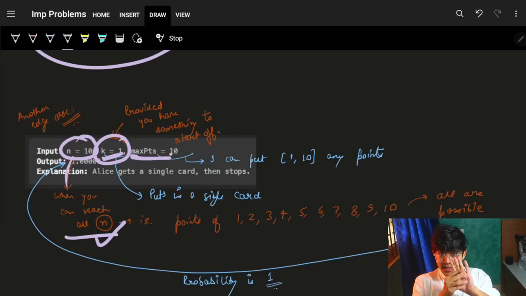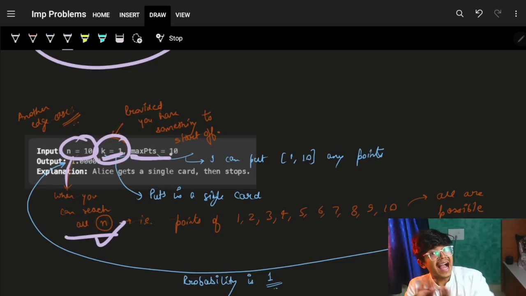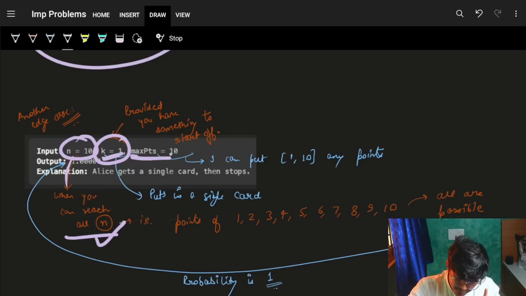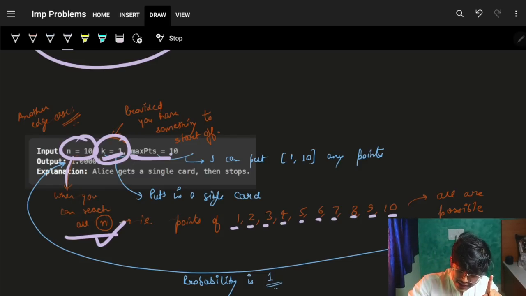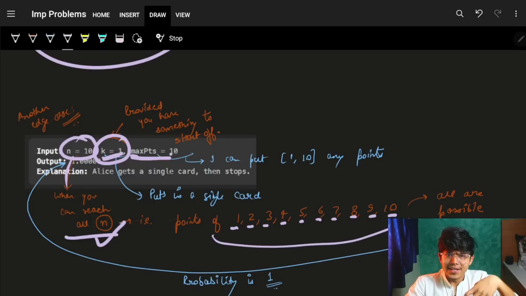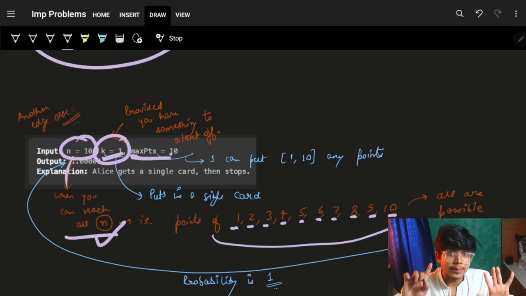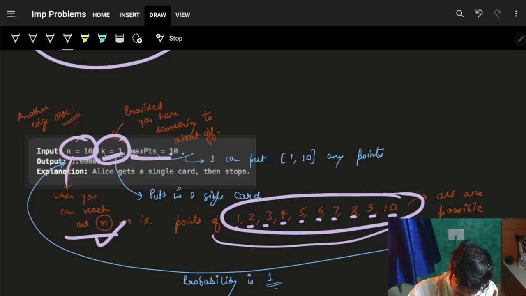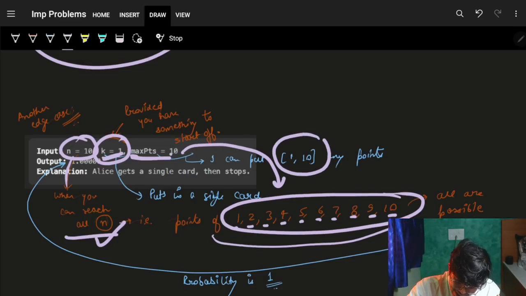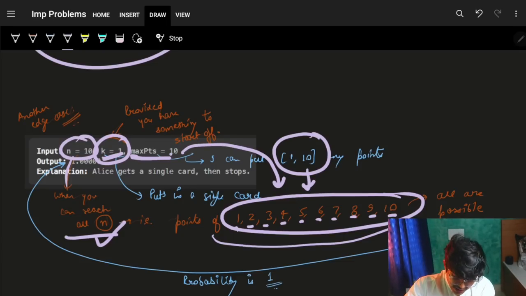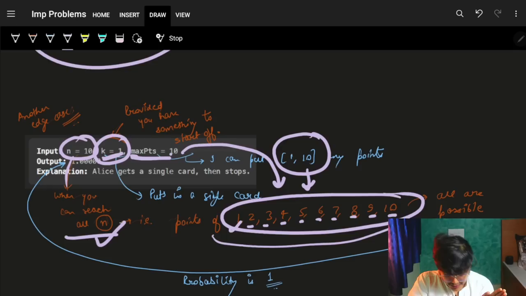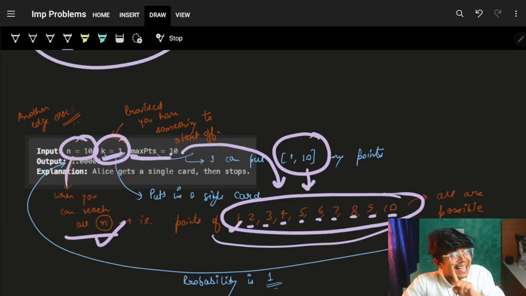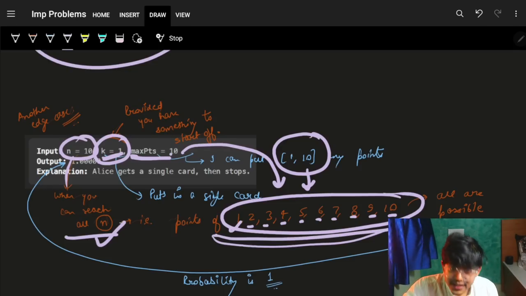At one, as soon as my card value becomes one or more than one, I need to stop. But at least one I can put. Which means, okay, as soon as I put a card as 1, 2, 3, 4, 5, 6, 7, 8, 9, 10, at all these points, my value reaches 1 or more than 1. So basically, I have to stop at all these points. But maximum points was 10, so I can put any card valued from 1 to 10. And at the first step itself, as soon as I draw one card, my K limit gets exceeded. So I have to stop. But ultimately, I was able to achieve all 10 cards.